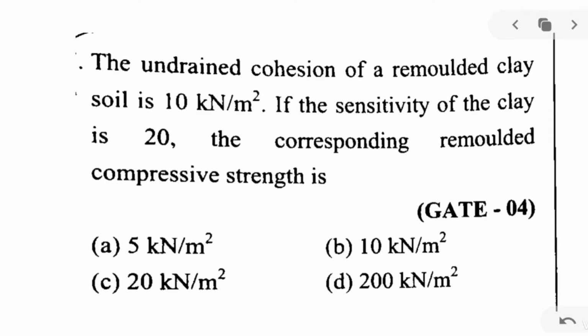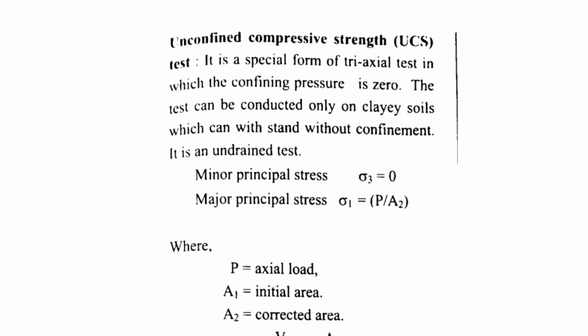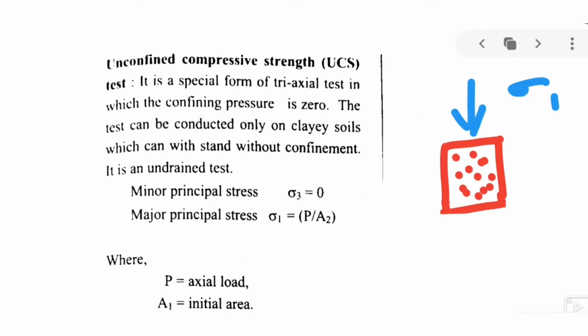In the year 2004, the GATE question asked was: the undrained cohesion of a remolded clay soil is 10 kN per meter square. If the sensitivity of the clay is 20, the corresponding remolded compressive strength is? This is one of the methods to find the shear strength of the soil. Before answering this question, kindly go through the laboratory test and the formula that is used under unconfined compressive strength. In the unconfined compressive strength test, for the laboratory understanding, I am just telling a gist.